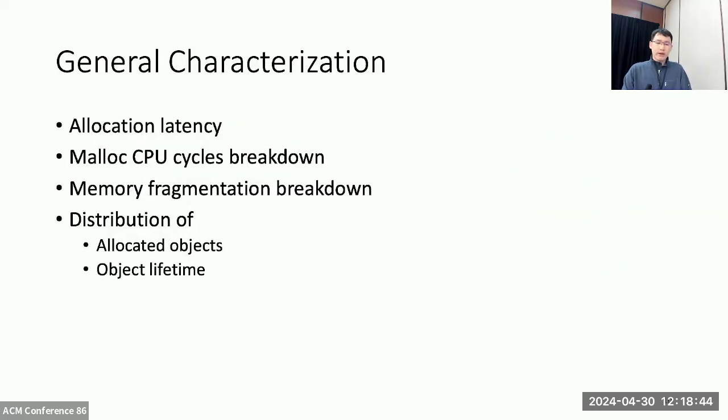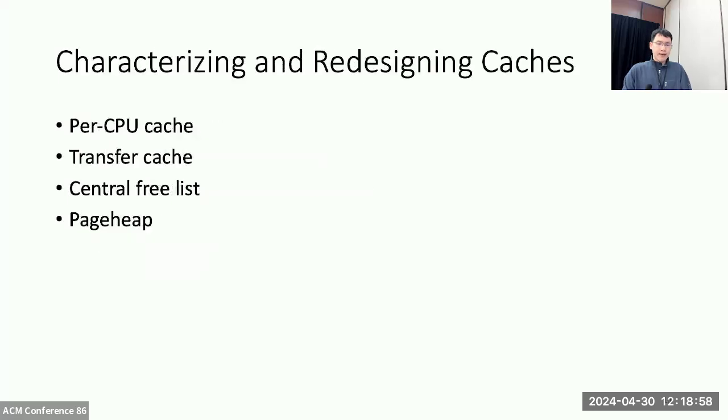The rest of the general characterization studies are presented in the full paper, which includes allocation latency, CPU cycles, memory fragmentation breakdown, and distribution of allocated objects and their lifetimes. Next, we'll take an in-depth look at each tier in the TCMalloc cache hierarchy to uncover performance insights and potential optimization opportunities.